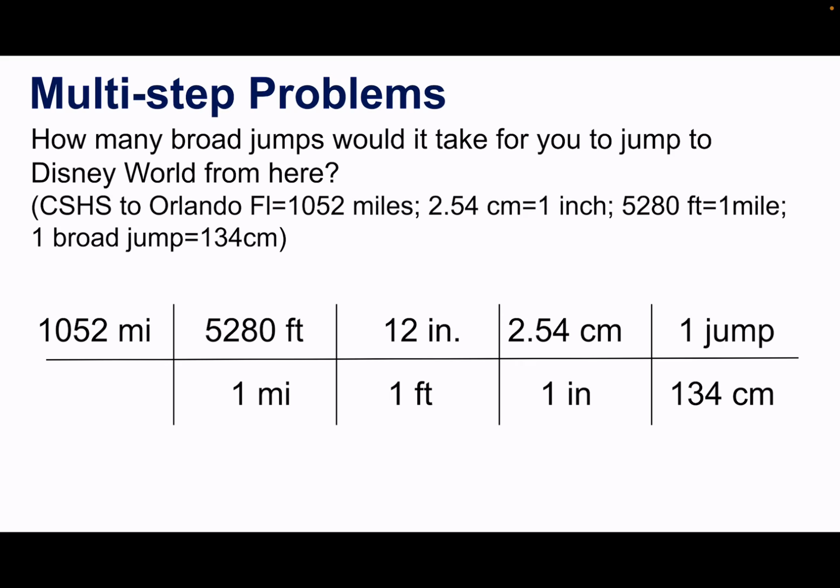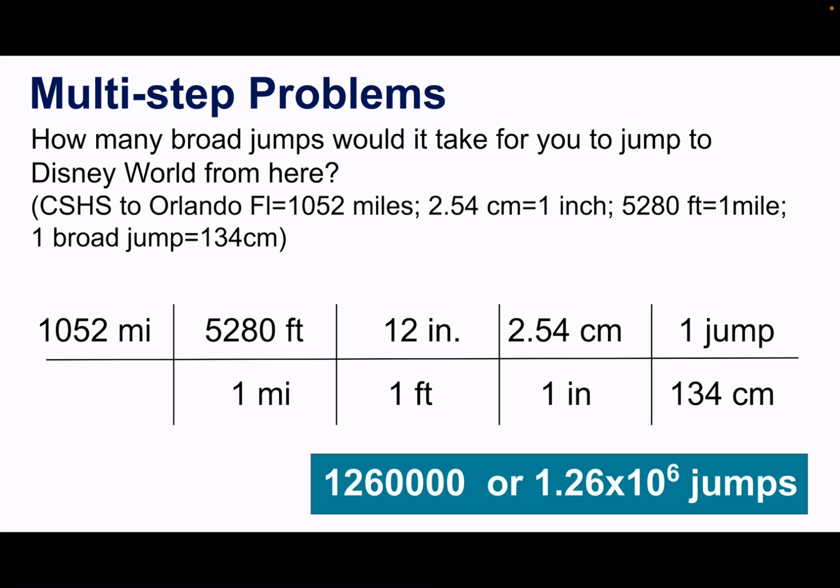So if we calculate, here's how I would do it. 1,052 times 5,280 times 12 times 2.54 centimeters times 1. All that on top. And then on bottom, I would do 1 times 1 times 1 times 134. And then I would divide the top by the bottom number. Final answer is, looks like 1,260,000 jumps, or 1.26 times 10 to the 6th jumps.